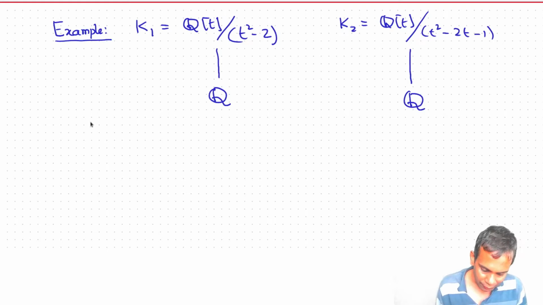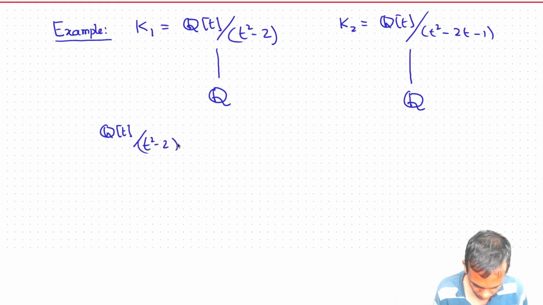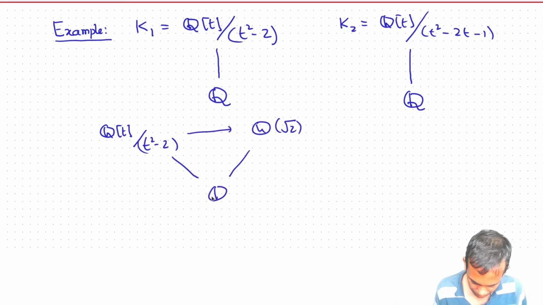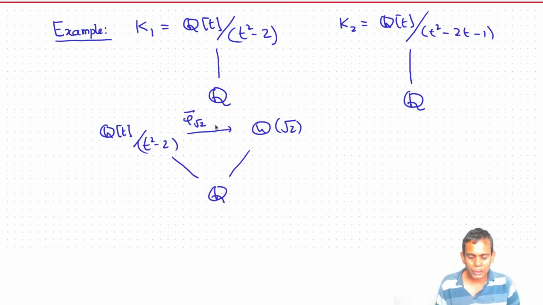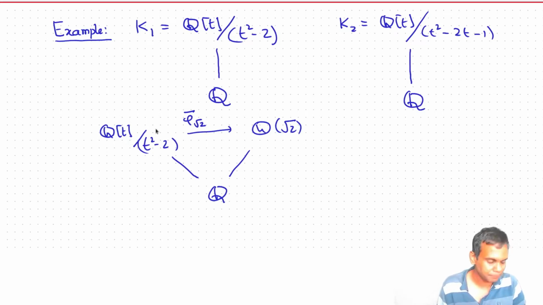Now we already have some understanding of this first field extension. We know that if you take Q[t] mod t squared minus 2, this is isomorphic to Q(root 2) over Q. Why? Well, you just take the map phi bar of root 2. We saw that this gives rise to an isomorphism, and the way we defined it, the elements of Q go to the elements of Q because they just correspond to constant polynomials on this side. So this is an isomorphism. So this is K1.